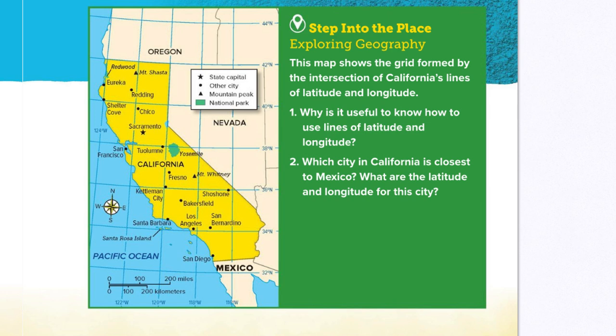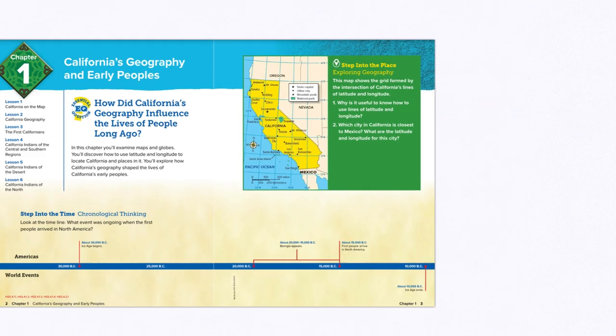So questions that we will want to be thinking about as we're reading this chapter are why it's useful to know how to use the lines of latitude and longitude, which city in California is closest to Mexico, and what are the latitude and longitude for the city. Well, San Diego is the closest city, but we'll look later as the chapter goes on about what the longitude and latitude of the city is.